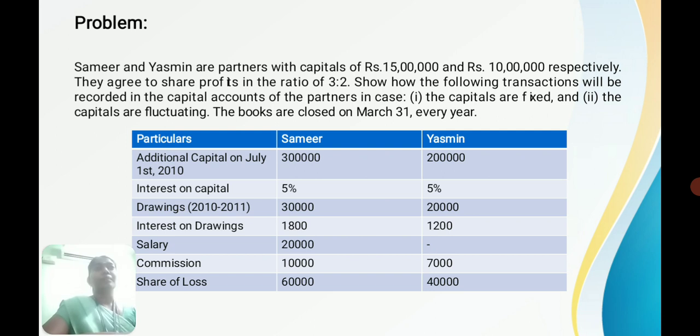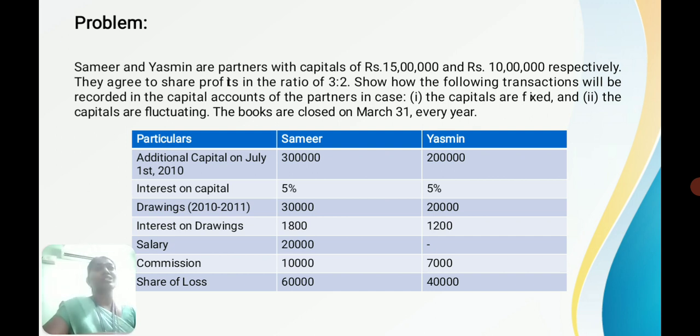In this problem, Samir and Yasmin, two partners are there. Their capital at the beginning is 15 lakh and 10 lakh. They have agreed to share the profit in the ratio of 3:2. They are required to prepare the capital account if it is fixed and if it is fluctuating. So for both the methods they are required to prepare a capital account.